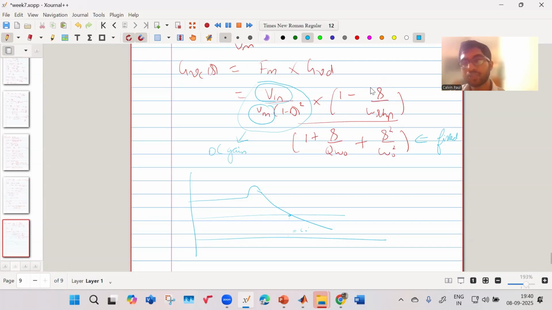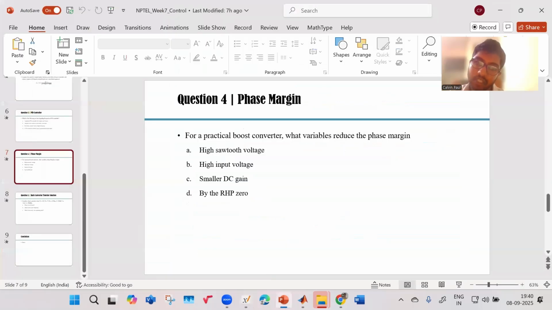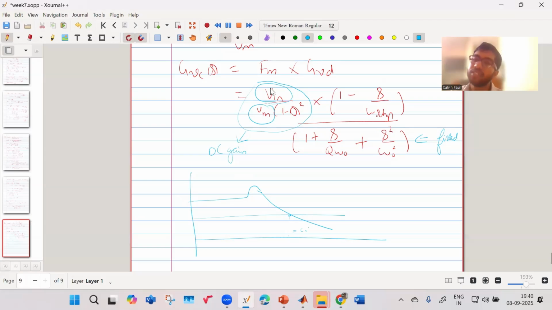Your omega RHP also has an effect on your phase margin. And what else was that question? Let us see. A smaller DC gain. If your DC gain is smaller, that is effectively you're making this part smaller, then your phase margin would be better, because the phase contribution remains the same. Are there any doubts in this or should I explain again?